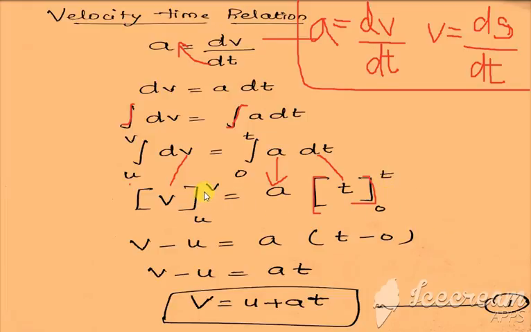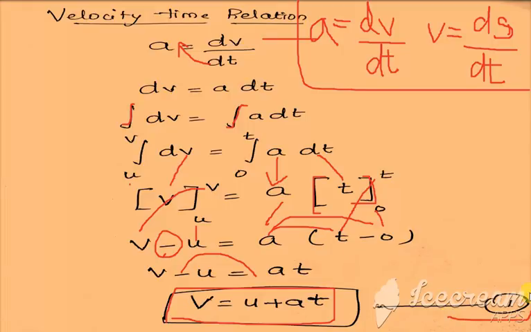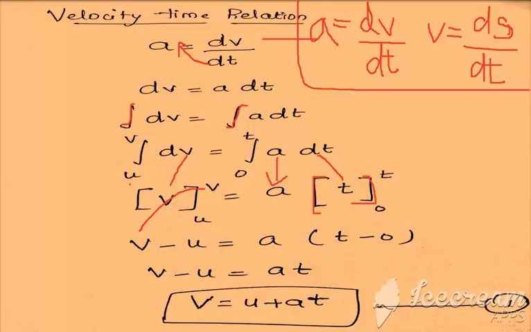Now apply the limits. How to apply the limits: it is always upper limit minus lower limit. So it is v minus u, which is equal to a as it is, then again upper limit minus lower limit. Okay, now multiply this term inside, so we get at minus 0. So minus 0 we are neglecting, this is v minus u. Now bring this term this side, so this becomes v is equal to u plus at. So this is the first equation. Okay, so what is the first equation? The first equation we got here is v is equal to u plus at.